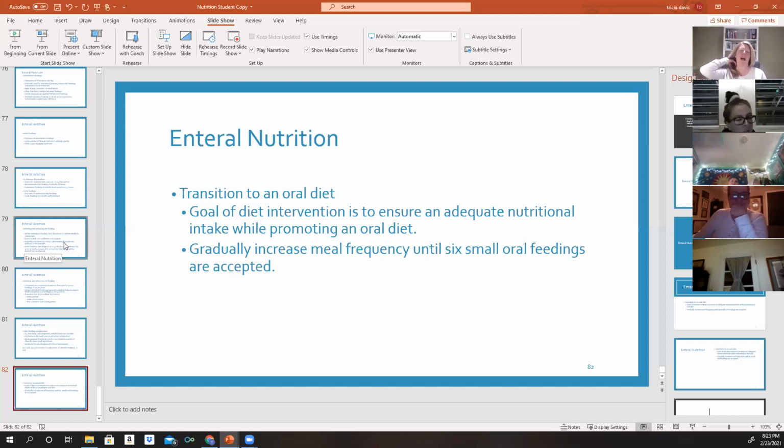Okay, got it. So dumping syndrome could just be from the formula. It doesn't mean that they can't ever have bolus feeds. Maybe we need to change the formula, or maybe their body just has to work up to that bolus feed. You might see that in someone who has a new G tube or a J tube. Okay, got it. Thank you. Yep.